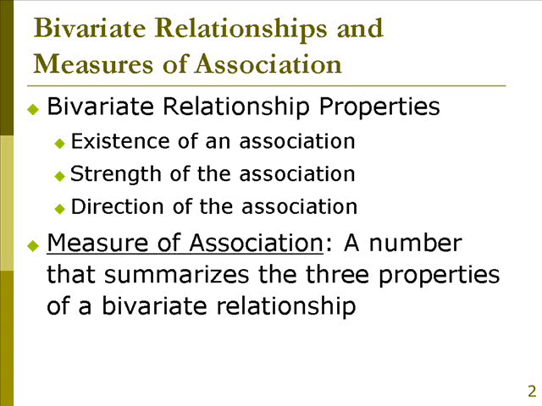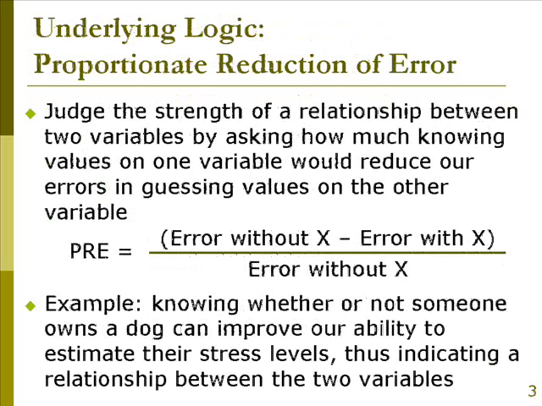Now, for there to be a bivariate relationship, we could talk about the existence of an association. Is there an association or not? We can talk about the strength of an association. So how strong is the association? And then what's the direction of the association? So how does one variable change with the other variable? And so what the measures of association do is they summarize those three properties of a bivariate relationship. So we could boil it all down into one number.